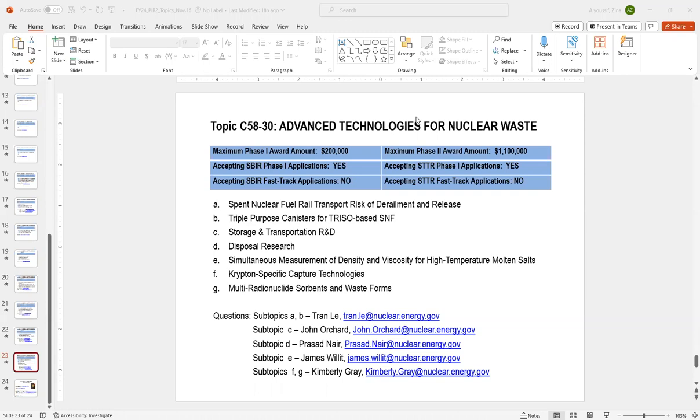And I would urge folks who would propose in these areas, come up with some novel ideas that might enhance our confidence in waste isolation process. Any questions? I don't see any question in the Q&A box, so we can move to the next subtopic.